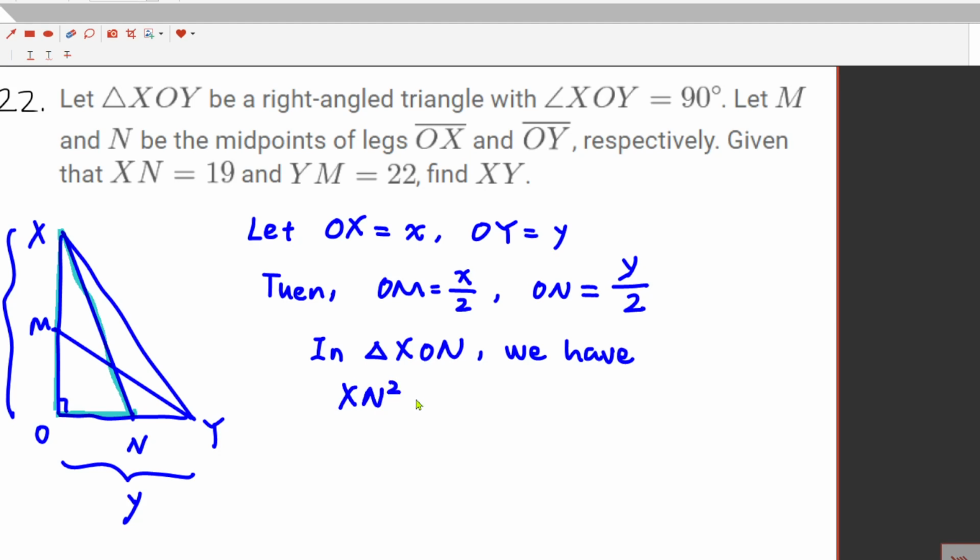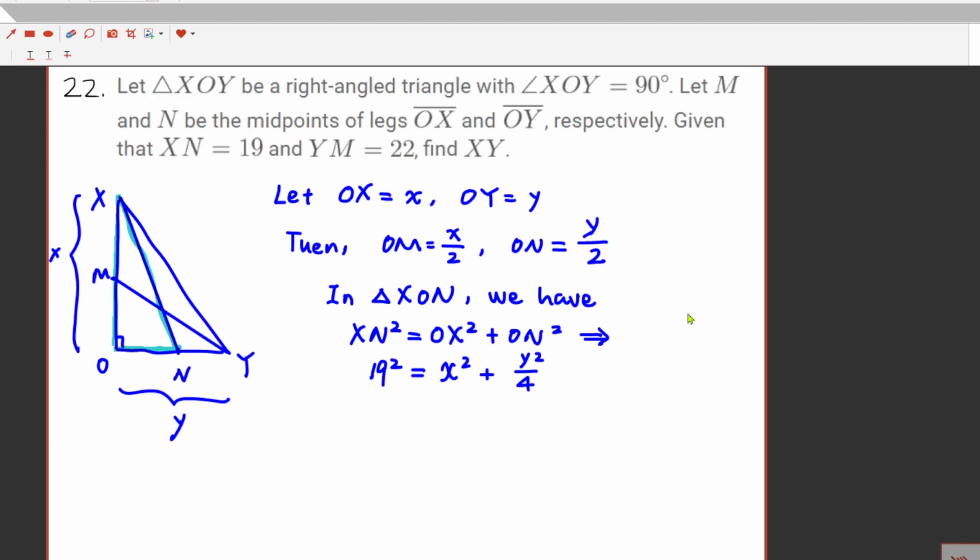XN squared equals OX squared plus ON squared, right? And this gives us, what is XN? XN is 19, right? 19 squared equals OX squared. OX squared is just X squared. ON squared is Y over 2 squared, right? And this can be simplified to Y squared over 4. So we have found one equation in terms of X and Y, right?